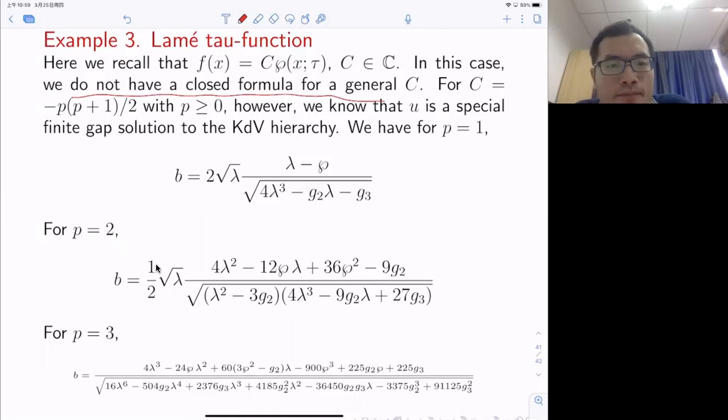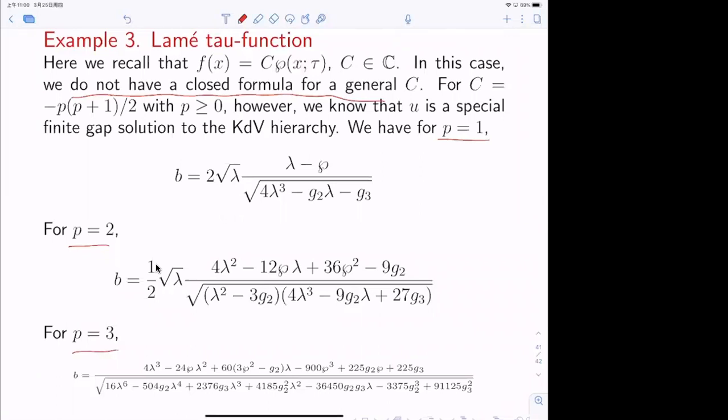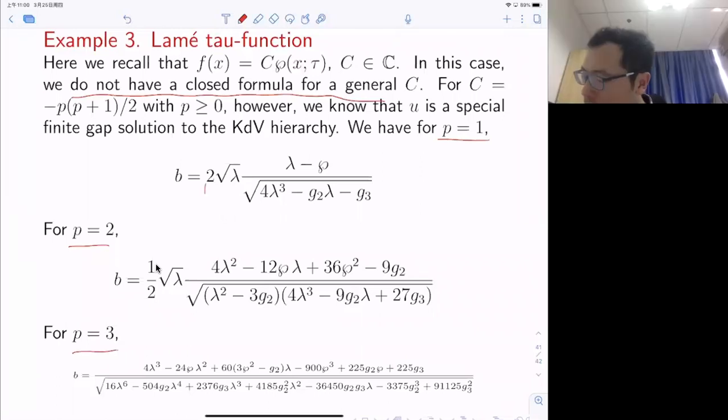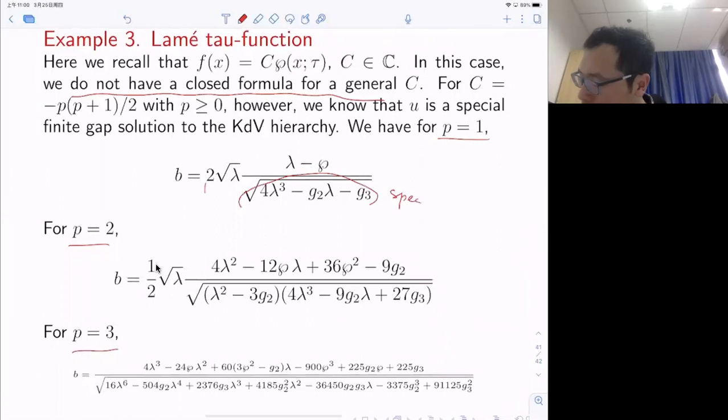So for us to get the explicit formula, it means we can give all the multi-point derivatives of log tau, and only for this p equals 1, 2, 3 case we have this closed formula, which is given here. So these are the spectral curves.